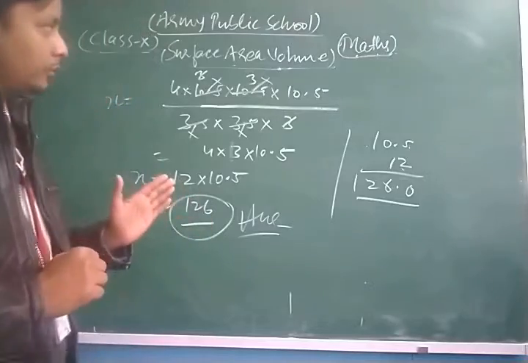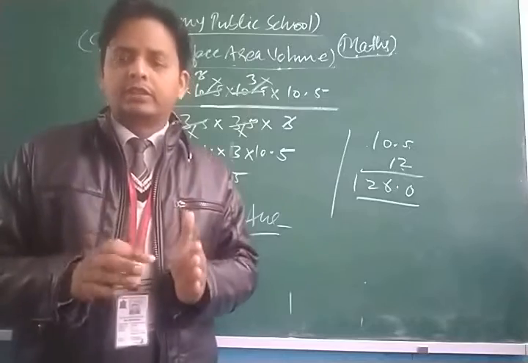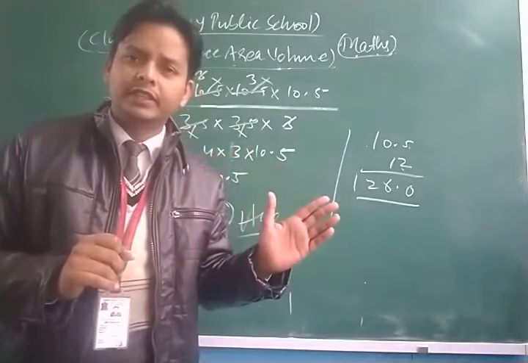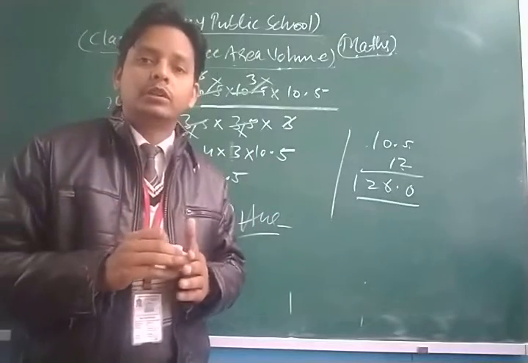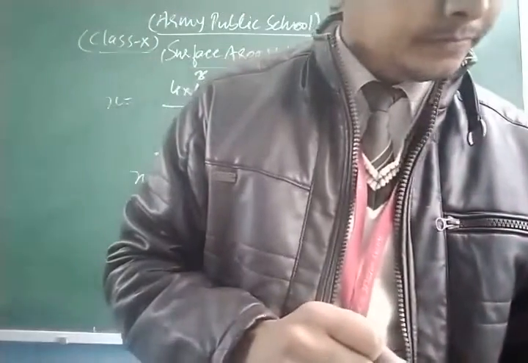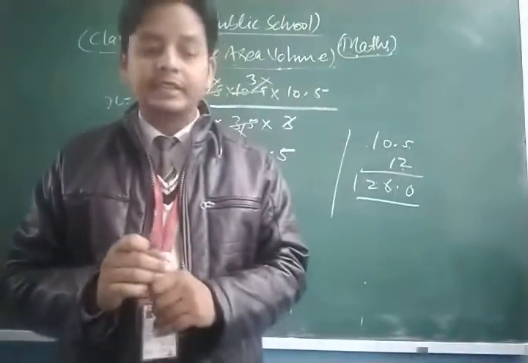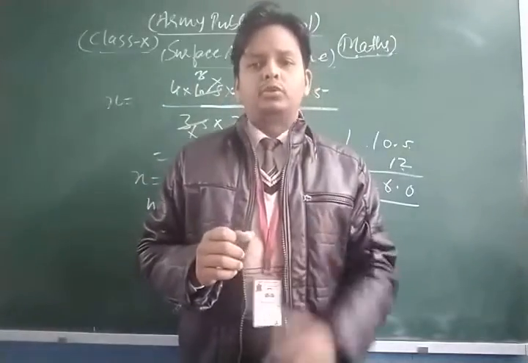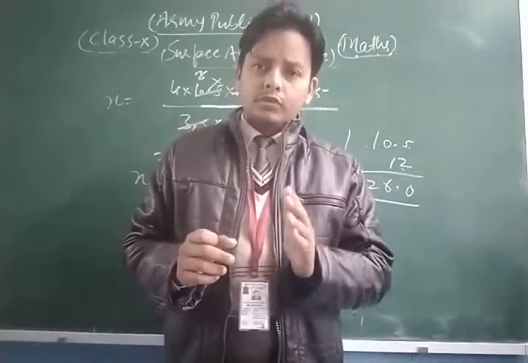So dear student, this is the topic based on the conversion of solids. In that question, a metallic sphere having some radius is converted and recast into right circular cones, each having a given radius and height. We find the number of cones so formed. This is a very important topic, based on conversion of solids.